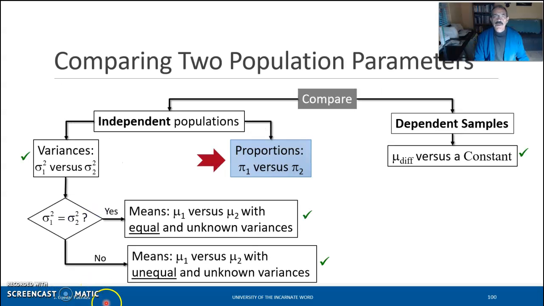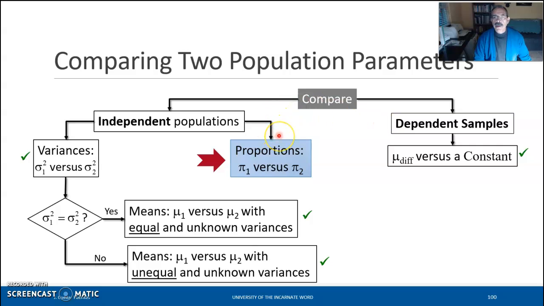All right, looking at this diagram that I have been using to guide the discussion in this module, you can see that we look at the comparison of independent populations, and we look at the continuous random variable where we compare the variances, the means with unequal variances, and the means with equal variances. Also, for a continuous random variable, we talked about the case of dependent samples.